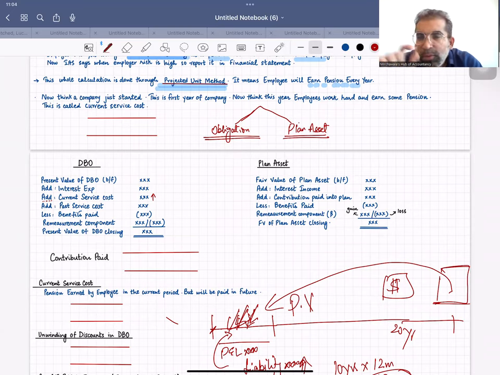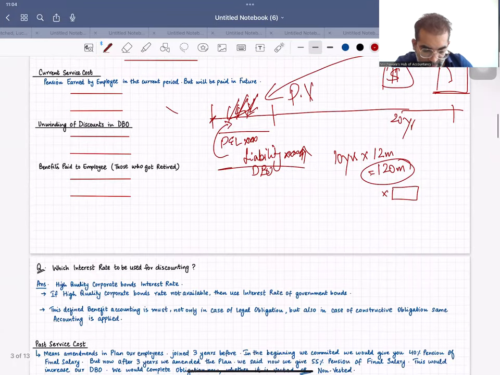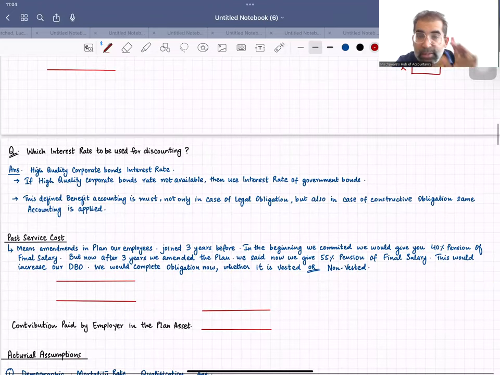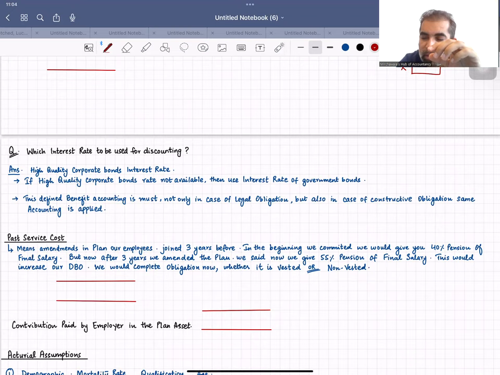So we need to calculate present value. This whole working is done on present value, and for the calculation of present value we need an interest rate, which we call the discount rate. See, this thing came in the exam. I have written here clearly, this is the theory. Which interest rate? See the screen, my respected students. Which interest rate is to be used for discounting?